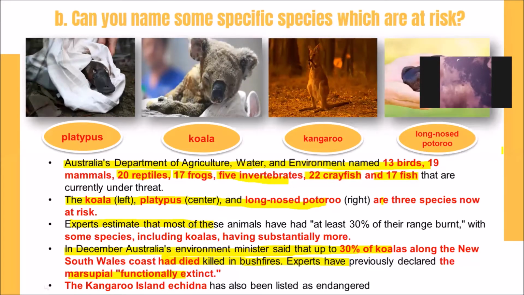potoro. Yes, long-nosed potoro. That is a really hard name to pronounce. It is a small rat, a small mouse with a really long nose. So we call it long-nosed potoro. So these are 4 animals that are highly at risk after the disaster in Australia.